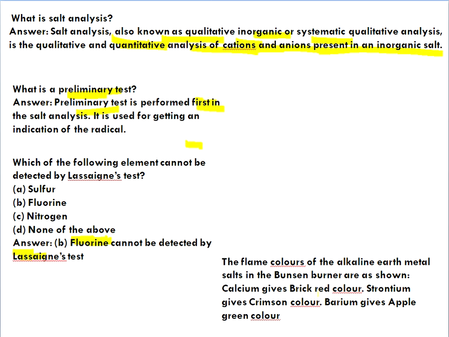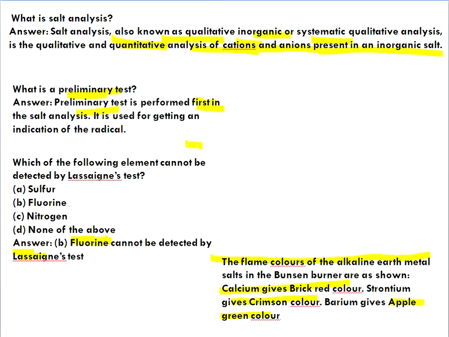Remember that. And most important thing, the examiner can ask in the viva about the flame colors of barium, strontium and calcium. Calcium gives brick red color flame, strontium gives crimson color, and barium gives apple green color. This is so important, asked many times in the exam.